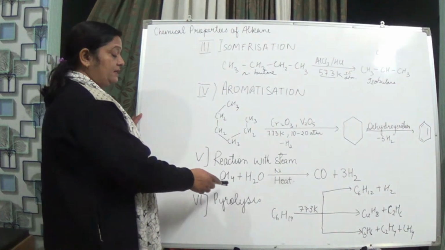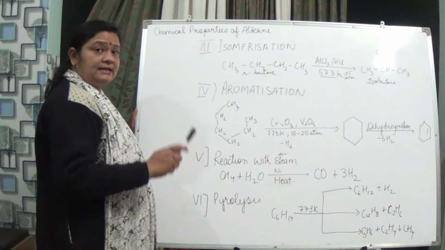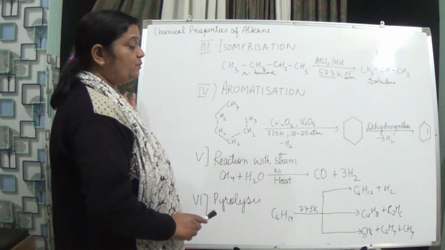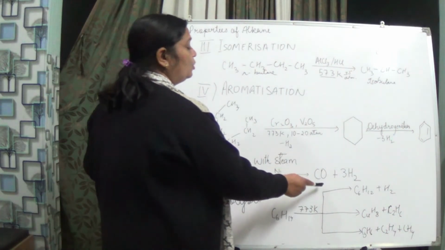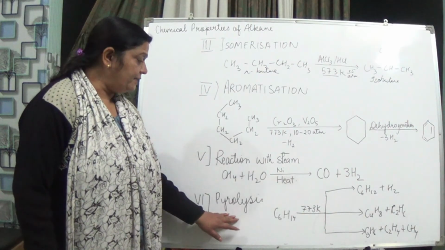Now when alkanes are reacted with steam, what happens? Like here we can see methane reacting with water, and nickel is present, and here nickel acts as a catalyst. Heat is provided, and we get what? Carbon monoxide and hydrogen.